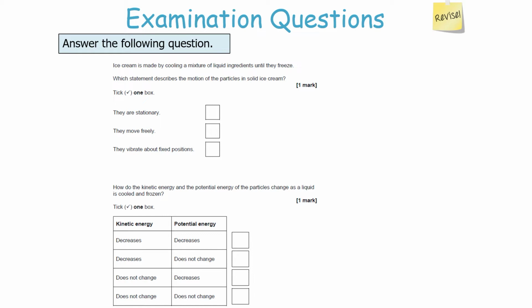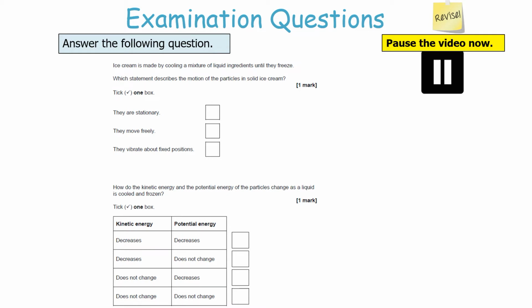Which statement describes the motion of the particles in solid ice cream? Then how do the kinetic energy and the potential energy of particles change as a liquid is cooled and frozen? So pause the video now, then unpause the video when you want to go through your answer.